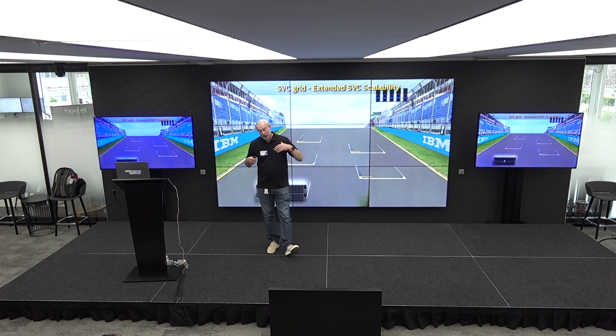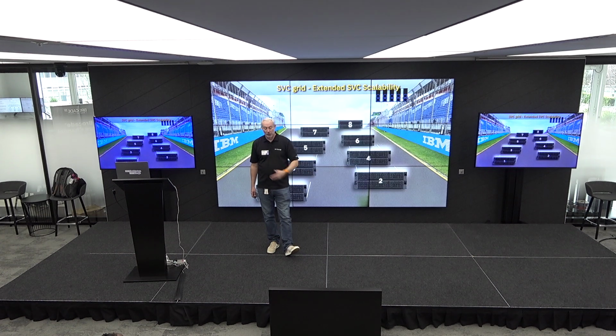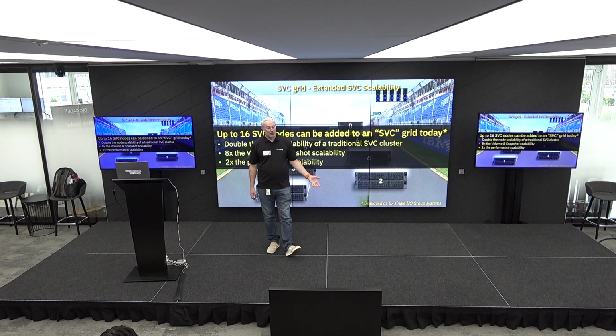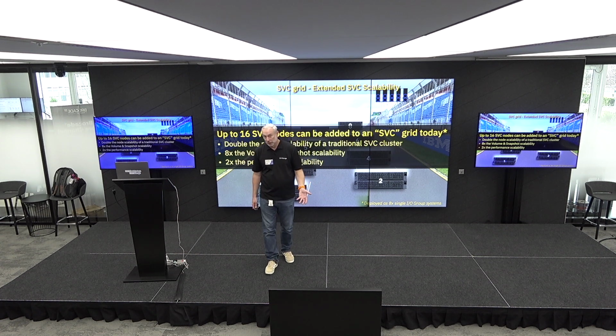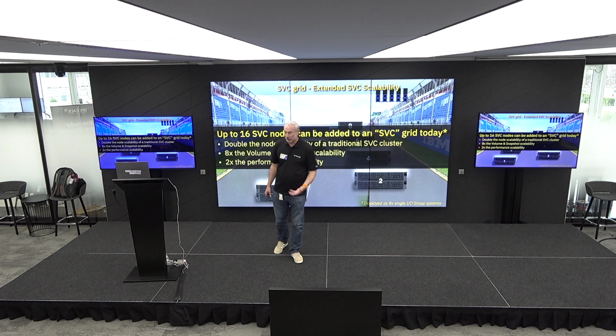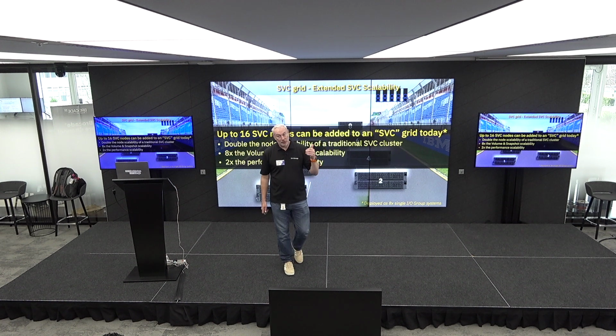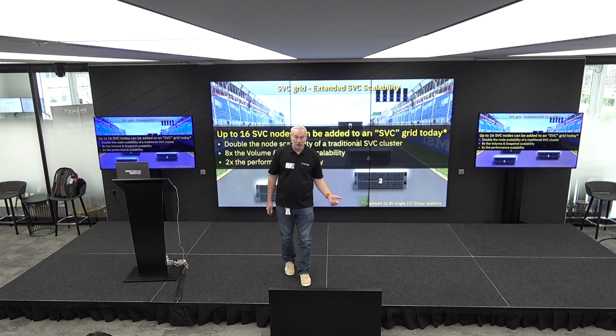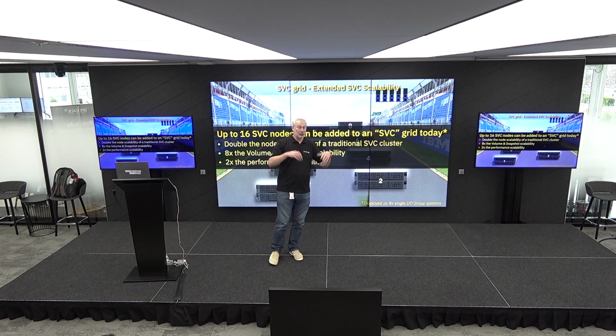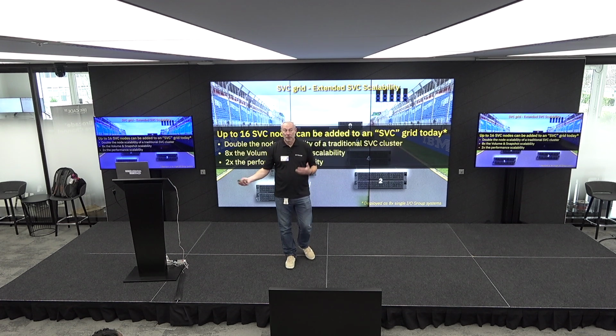So it does, however, give us that extended scalability that we talked about. So 8 systems in the grid today with the code levels, that means you can have 8 node pairs. So that's giving us 16 nodes in a grid, which is twice the scalability in terms of performance, double the number of nodes, but it's also 8 times the volumes and the snapshots. So volumes and snapshots are cluster limits. So today, 2-node SVC, 8-node SVC, same number.